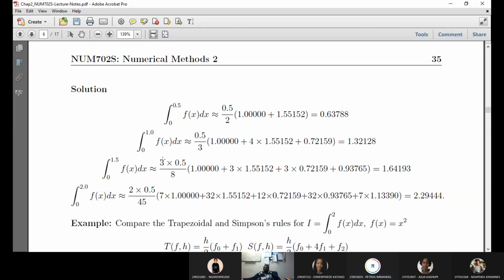So you just apply the rule. I encourage you to do that as homework. The formulas are there. Check, verify, use your calculator, complete, and make sure that you obtain the same result.